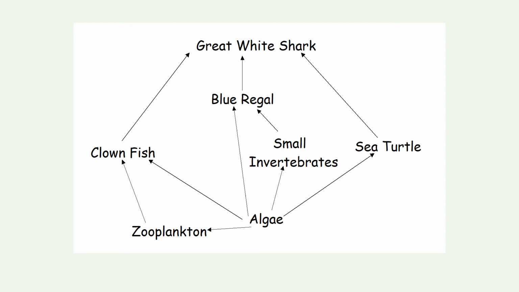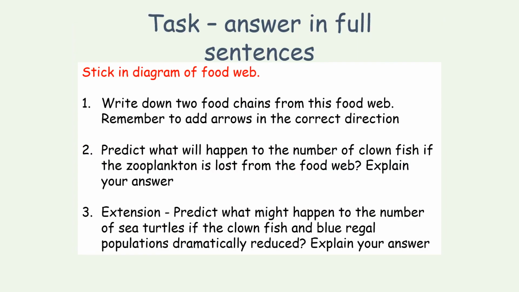Pause the video and write out this food web so you can use it to answer the questions. So the questions are: write down 2 food chains from this food web. Remember to add arrows in the correct direction. Number 2 is predict what will happen to the number of clownfish if the zooplankton is lost from the food web.